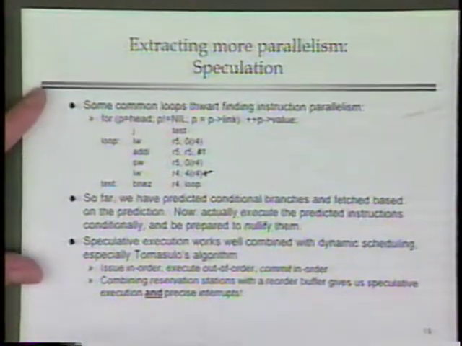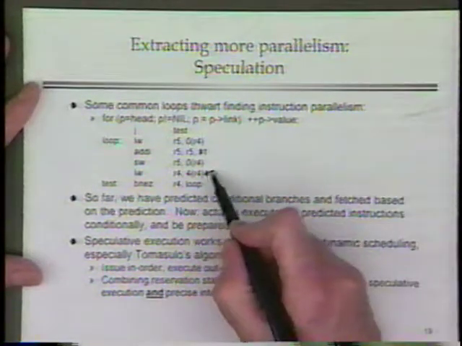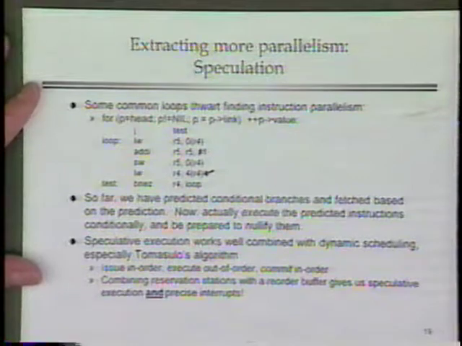So there are lots of loops where getting multiple iterations in execution at the same time is difficult because you don't know that that next iteration is in fact going to occur.